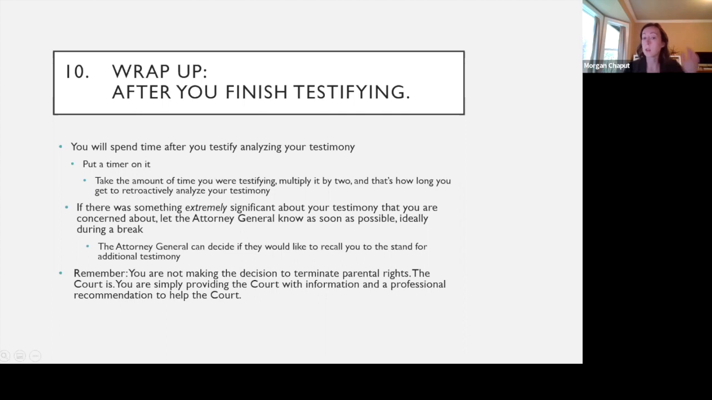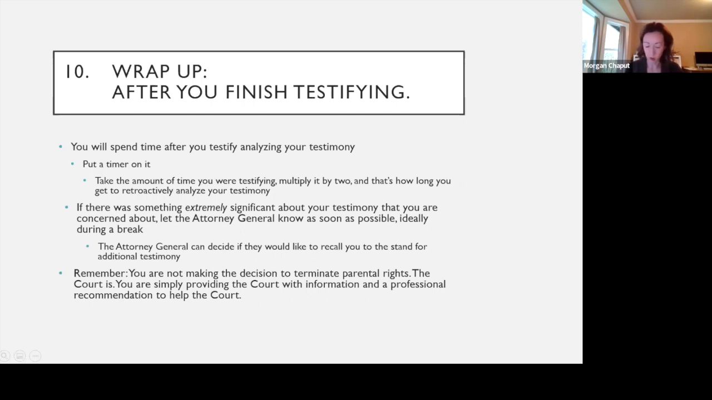So there are some breaks in between stuff. If there was something that you misspoke about, something that you forgot, let the Attorney General know during a break, because what they can do is they can actually recall you as a witness to give some clarifying testimony. So I had an example.